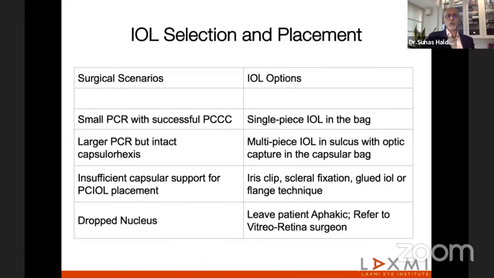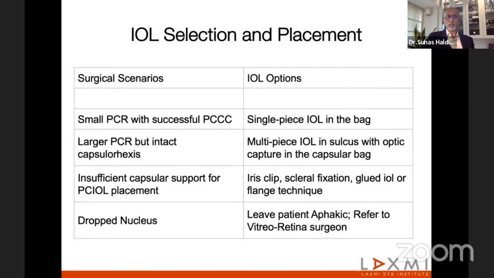Now, when it comes to IOL selection and placement, if you have a small PCR with successful PCCC, you can definitely use a single piece in the bag. If you have a larger PCR but intact rhexis, you can use any of the multi-piece in the sulcus with optic capture. If you have insufficient capsular support for PC IOL placement, then we have an array of lenses like iris clips, spiral fixated, glued IOL, any of those.